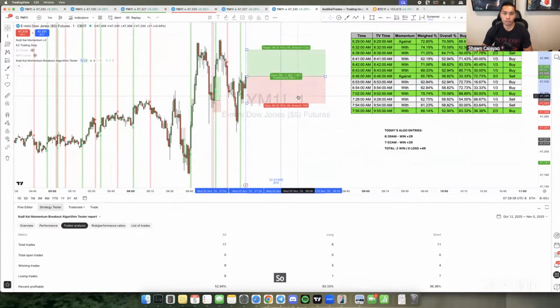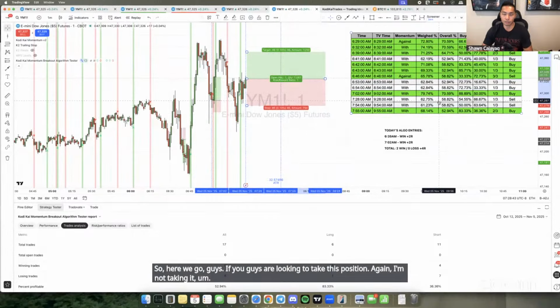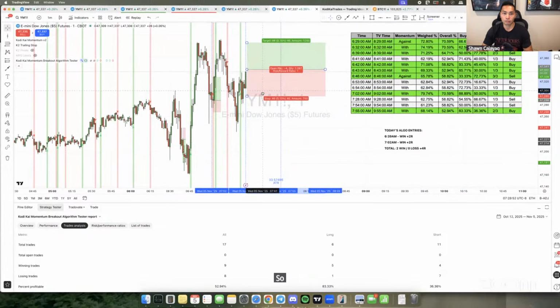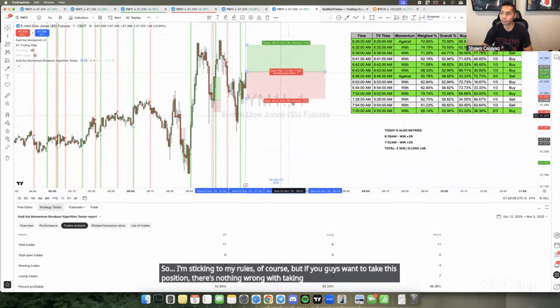So here we go, guys. If you guys are looking to take this position, again, I'm not taking it because it's not my target entry. In order for it to be a target entry, it has to be highlighted green here. And in order for it to be highlighted green, it needs to have above a 65% probability. So I'm sticking to my rules, of course. But if you guys want to take this position, there's nothing wrong with taking this position here.